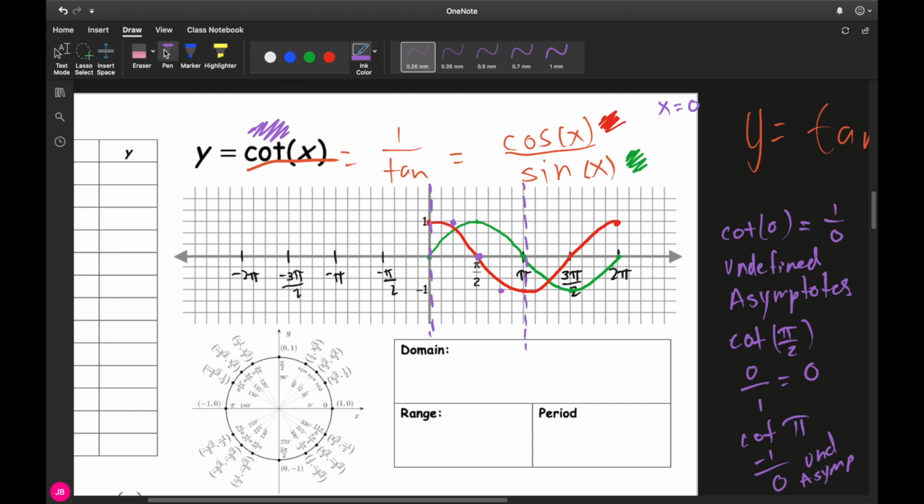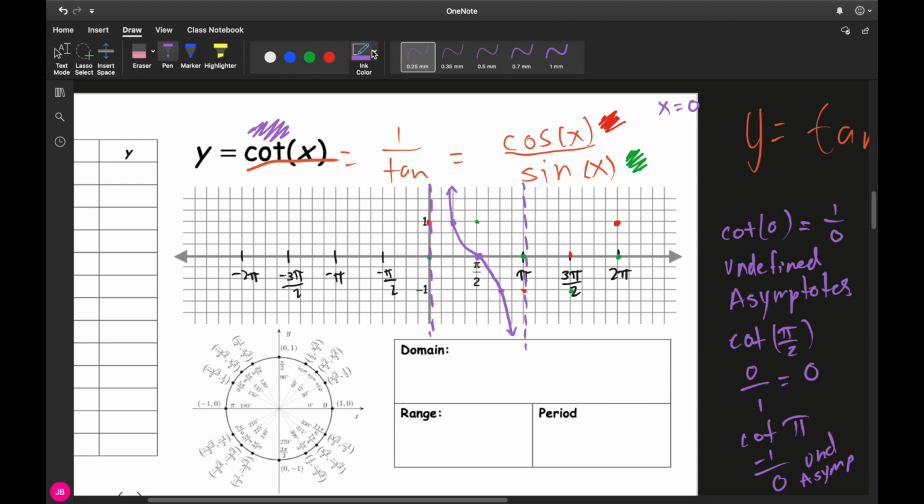And you see the pattern repeats. Let me go ahead and erase my sine and cosine so that you guys can see what this will look like. And once we start to connect the dots, you can see that it's going to look a little bit something like this. It's got a bit of a curve to it. And just like tangent, it's going to repeat indefinitely.